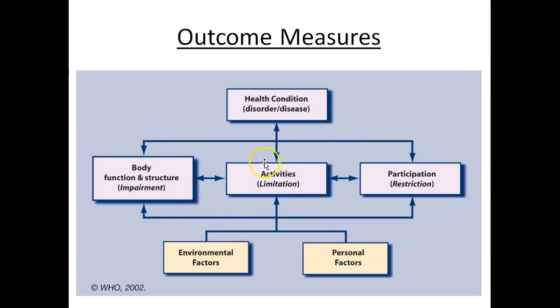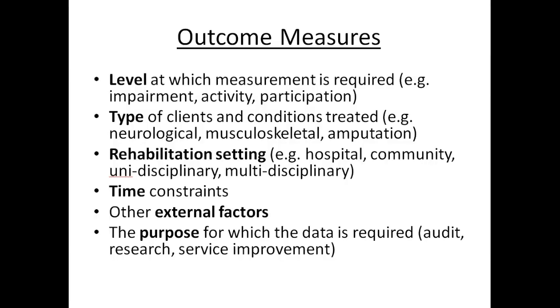Then we've got activities. The patient might have activity limitations, and consequently they might also have participation restrictions based on personal factors and environmental factors also. So this is important because this is how we talk of things. We talk of impairments, we talk of activity limitations, and we talk of participation restrictions.